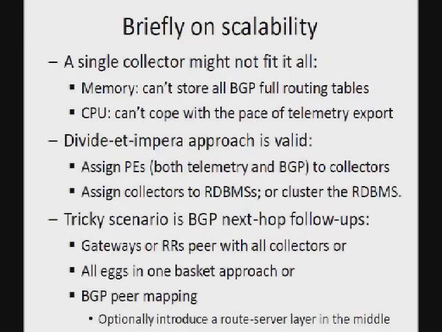A tricky scenario in this sense is when there are BGP next hop follow-ups, because of course, imagine that you are splitting things among multiple boxes, then it can end up that you want to follow up the next hop and the BGP RIB of that neighbor is on another box. So you can either have all gateways or route reflectors peer with all collectors, or put all the eggs in one basket, or do some BGP peer mapping, because that is also a valid approach.